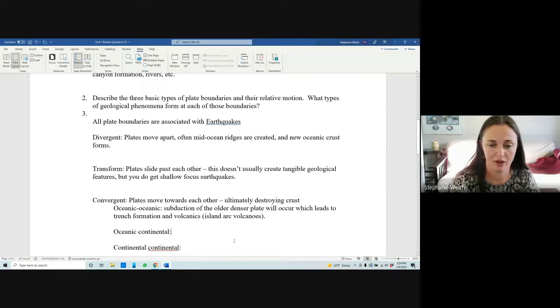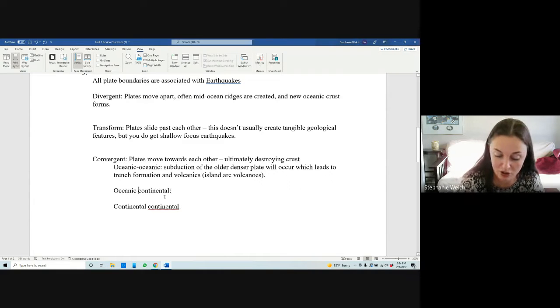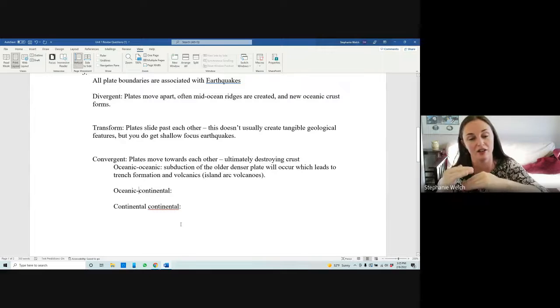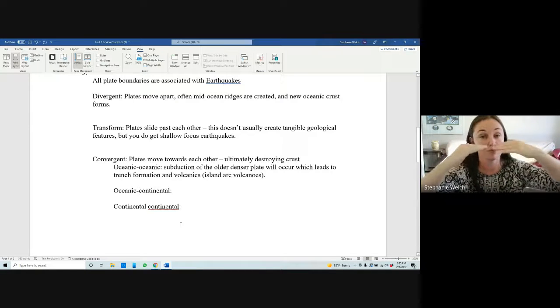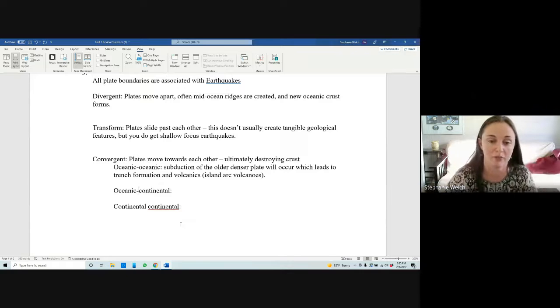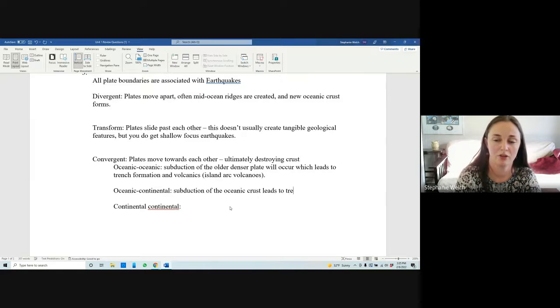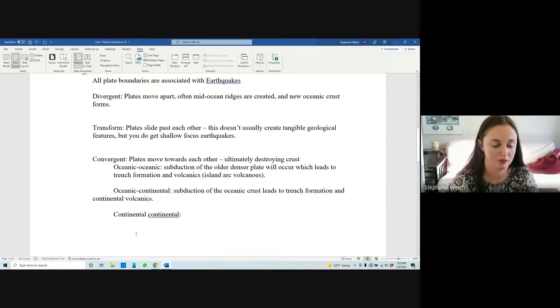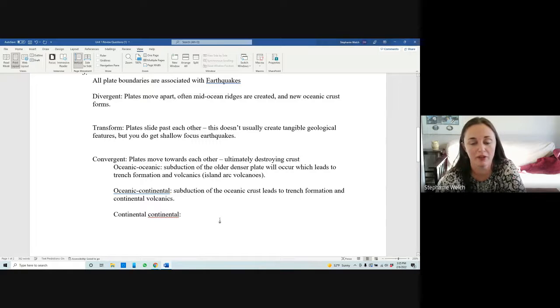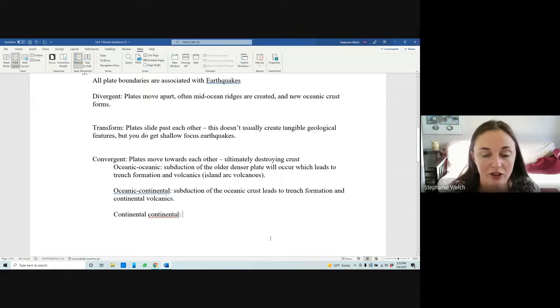Oceanic continental convergence means oceanic crust is sinking underneath continental crust. They meet up. The oceanic crust is more dense, so it has to sink underneath the continental landmass. So again, subduction of the, in this case, oceanic crust leads to, again, usually trench formation and continental volcanics. So the west, particularly the northwest coast, is a good example of this, of an active oceanic continental convergent plate boundary.